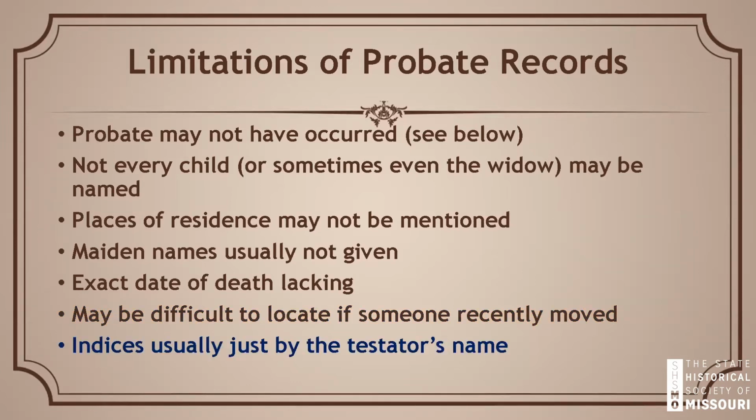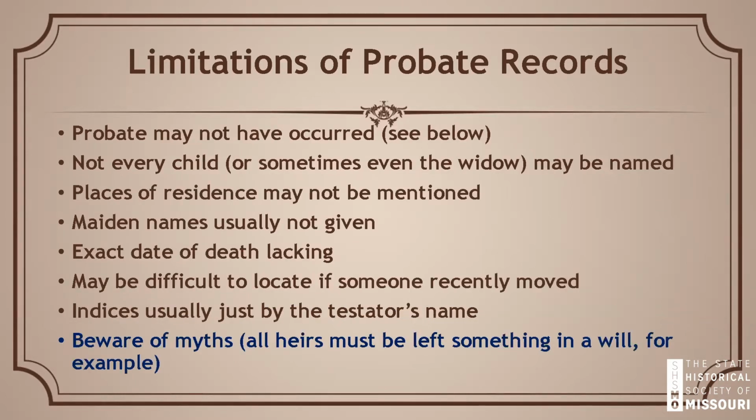Indices oftentimes are just by the testator's name or the deceased name. They're not giving all the names in a probate procedure, which oftentimes is the most valuable part. Also, beware of myths. Myths grow up around a lot of these records, and one of the biggest myths I've seen about probate is wills.